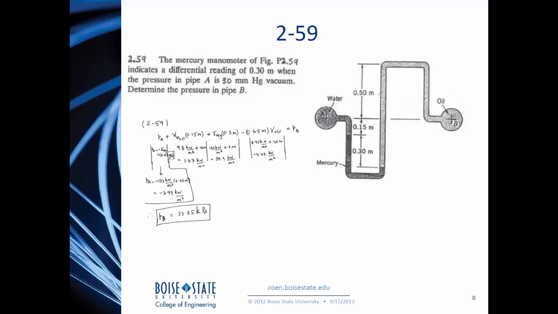Make sure you convert the height of the mercury into gamma, and since it is vacuum, you put a negative sign. So finally you get PB to be 33.35 kilopascals.